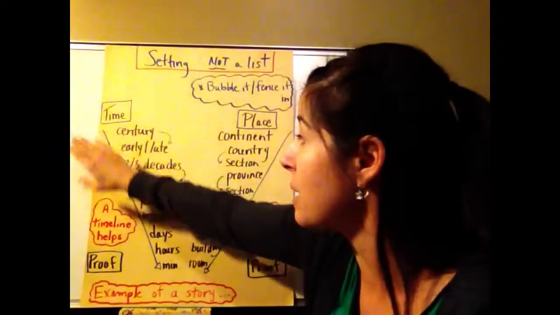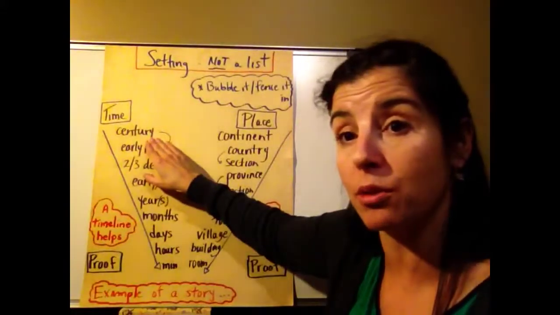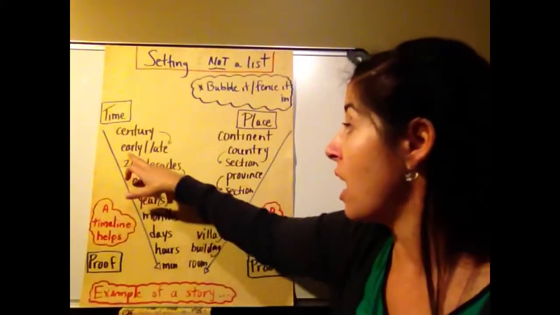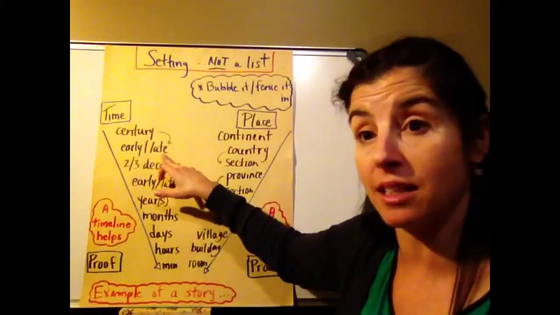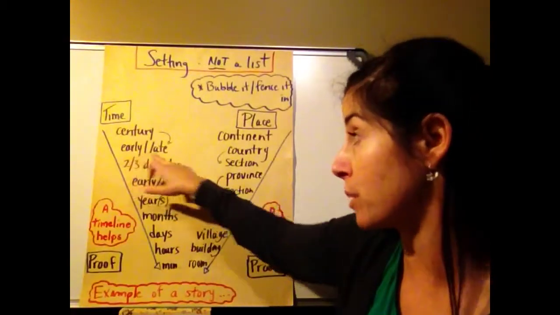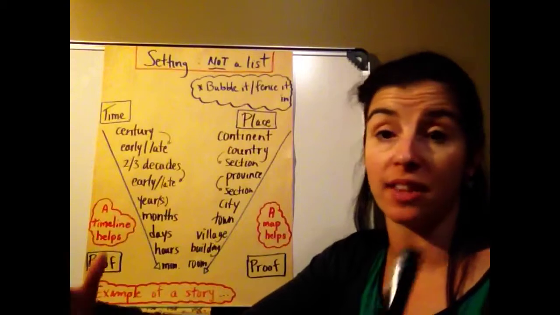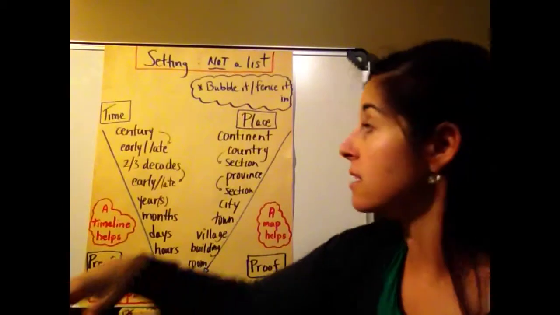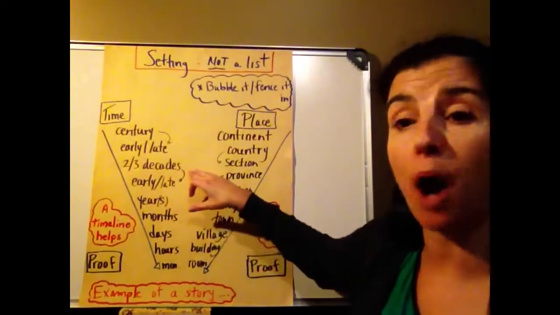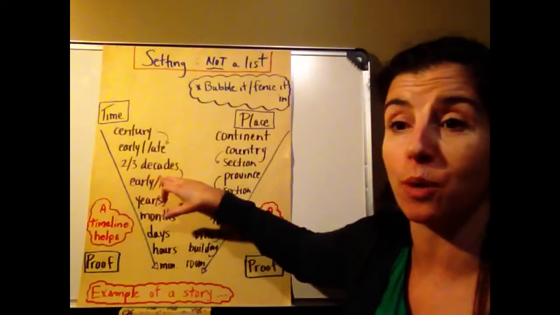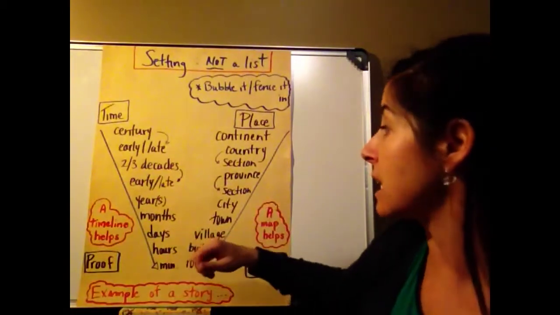If we look at time, we can say the century, so you can give a 100-year bracket. You can give early or late 1900s if you would like, so if someone's on a horse. You can give a bracket of 2 or 3 decades, so you could say the 1960s to the 1980s. This is the most popular answer. This is the safest way to go to bubble it all in like that.